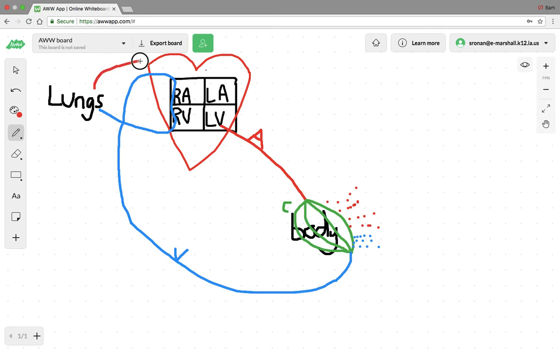It's going to take that oxygen-rich blood to the left atrium. Remember, the atrium's our receiver. It's receiving oxygen-rich blood. That left atrium's like, man, I love all this oxygen. I'm going to be generous. I'm going to pass it off to the left ventricle. And we start that cycle all over again.